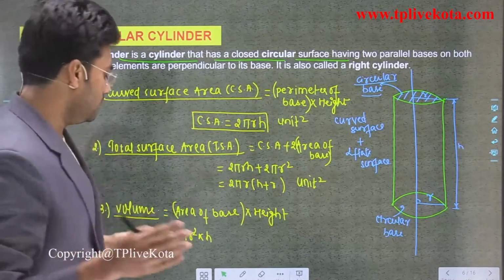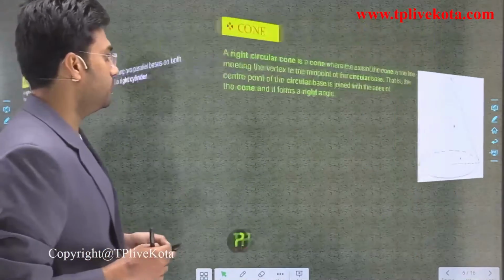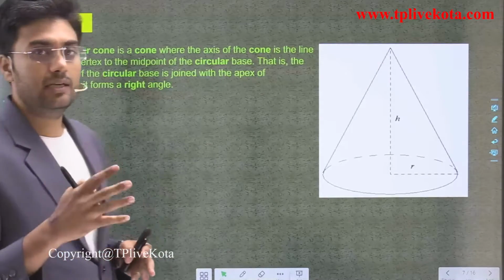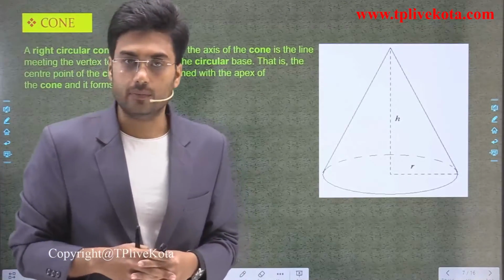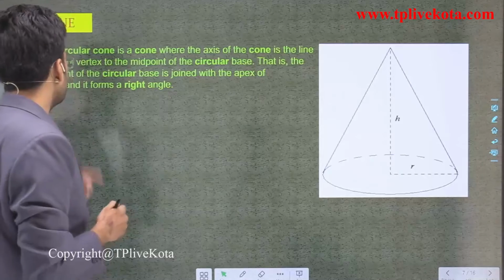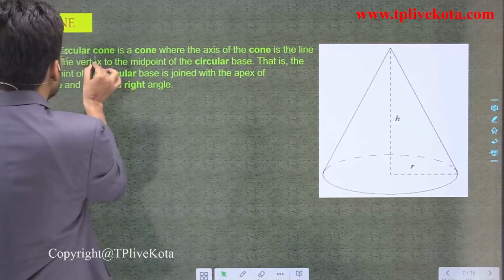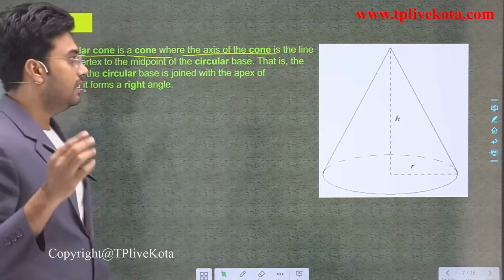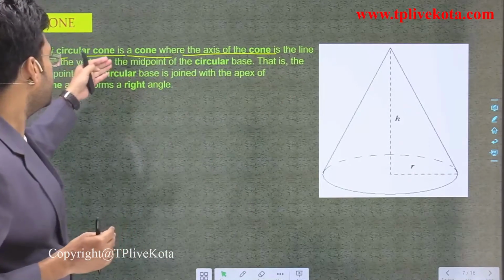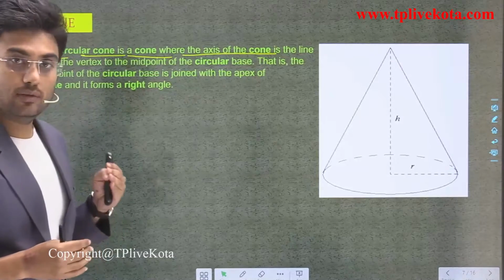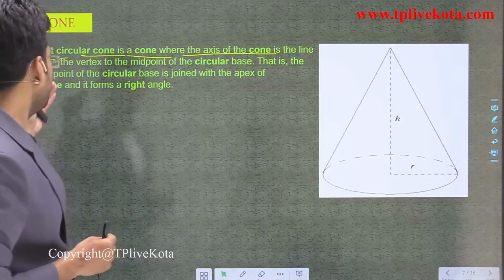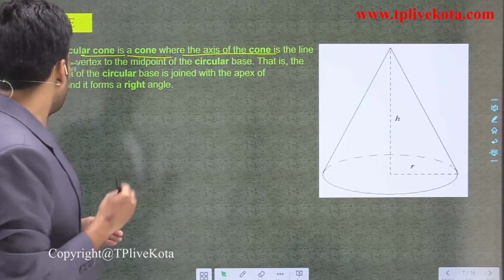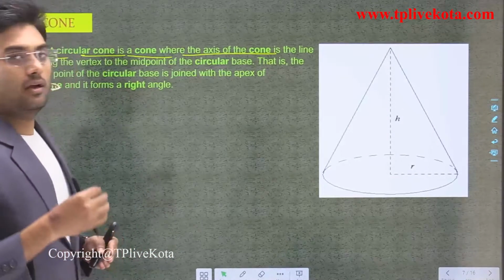Clear? So now after this, let's move to the next solid, and the next solid is what? It is right circular cone. Clear? So right circular cone is what? A right circular cone is a cone where the axis of the cone is the line meeting the vertex to the midpoint of circular base, that is the center point of circular base is joined with the apex of the cone, and it forms a right angle.